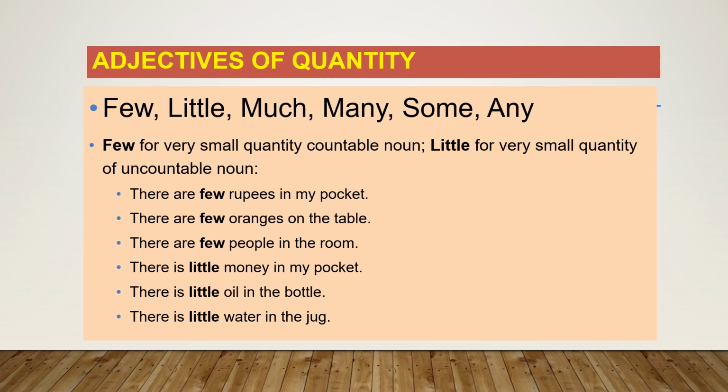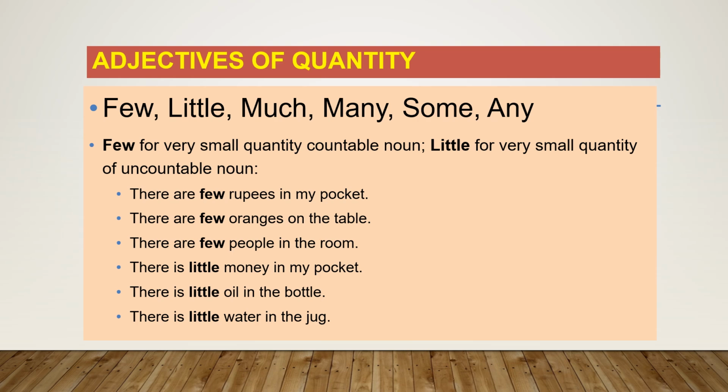Apart from numbers, very important adjectives of quantity are few, little, much, many, some, any. Few is used for a very small quantity of a countable noun. Countable, which you can count as singular and plural. Little for a small quantity of an uncountable noun. For countable and uncountable nouns, please watch the videos on nouns. Those are all videos with PowerPoints, so you can easily understand.